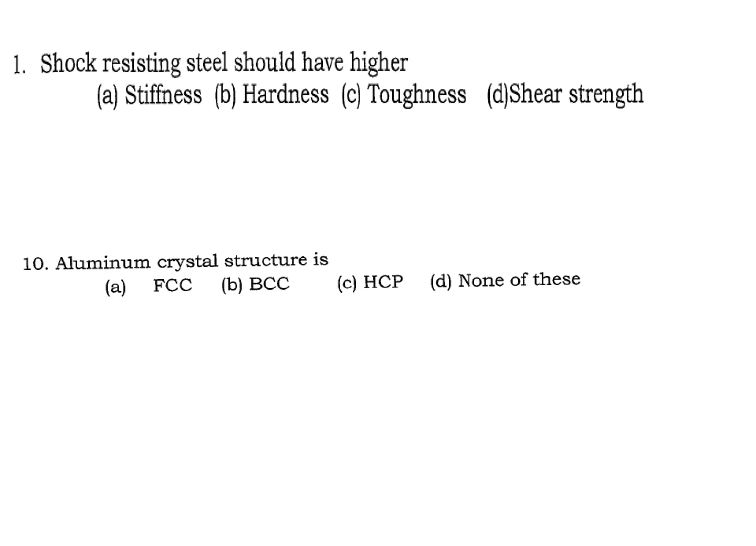Shock resisting steel should have higher A. Stiffness, B. Hardness, C. Toughness, D. Shear strength. Shock resisting or impact, the answer is toughness. Aluminum crystal structure was already discussed: FCC. Aluminum, copper, nickel, and silver.